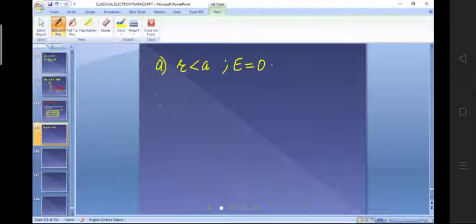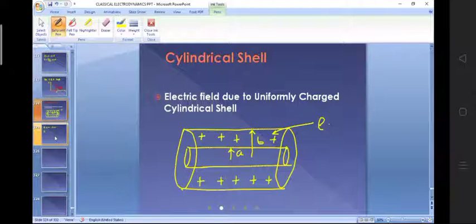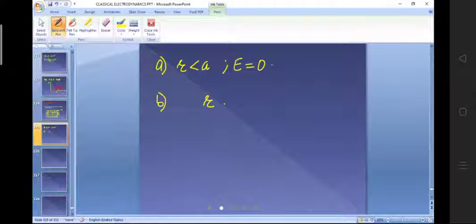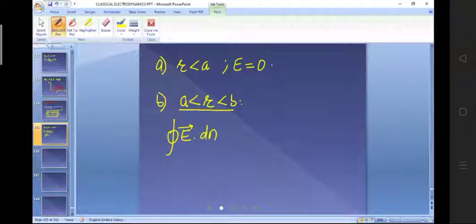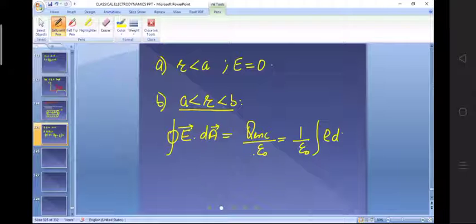Okay? Part B: let's calculate the electrostatic field somewhere between A and B. So here I will write that r is less than B but greater than A. The electrostatic field will be non-zero. So let me use Gauss law. Integration of E dot dA will be equal to Q enclosed divided by epsilon naught, and this Q enclosed will in turn be replaced by integration of rho d tau, one and the same thing.